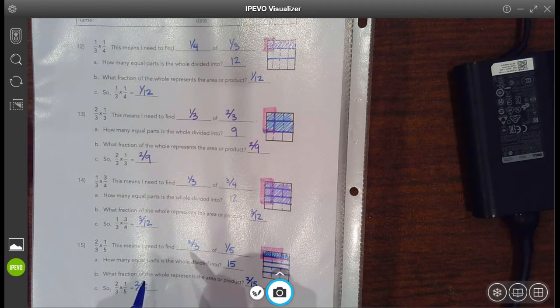Okay. But at the same time, if you want to visualize it and see why it's happening that way, here's how it works. All right. And congratulations, my little mathematicians. Hopefully now you understand why our answers work out the way that they do when we're multiplying fractions.